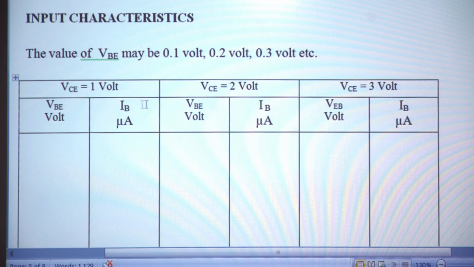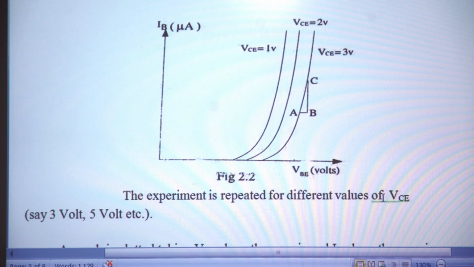Then we can repeat the experiment. Now, we change the value of VCE to another value, say 2 volt, that is, the output voltage remains constant. Change the base emitter voltage, and for each value of base emitter voltage, find the value of IB. Again, it is repeated for another value of VCE, keep VCE at 3 volt, change the value of VBE, and for each value find the base current. And then we can plot a graph, a curve.